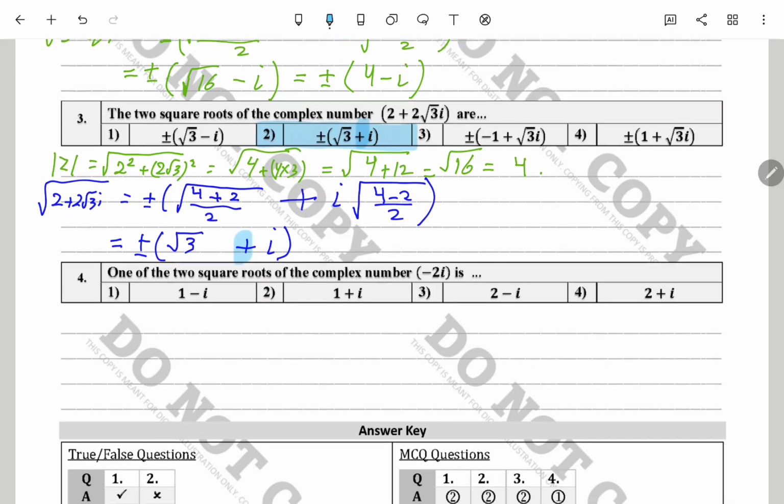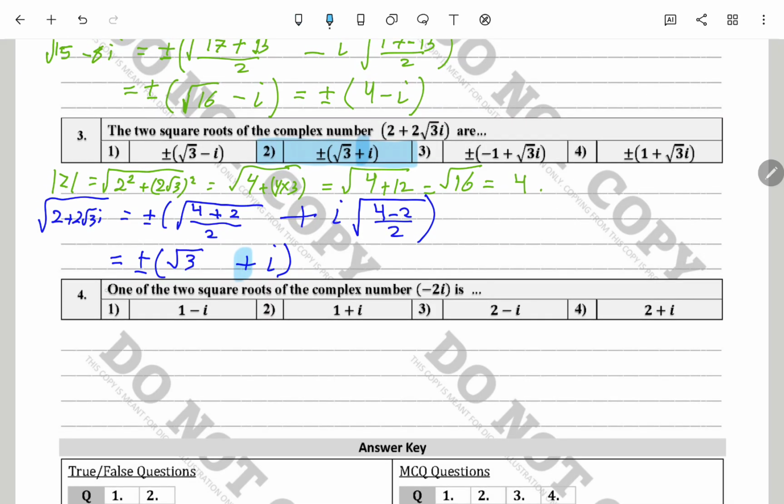Now, in number 4, we have to find one of the two square roots of the complex number negative 2i. If you would like to use the formula, you have to know that a is equal to 0. Here, if you have the square root of negative 2i, the i inside the root is telling you that there is no a here. So a, which is the real part, is 0. So if you would like to use the formula, you can, using plus and minus.